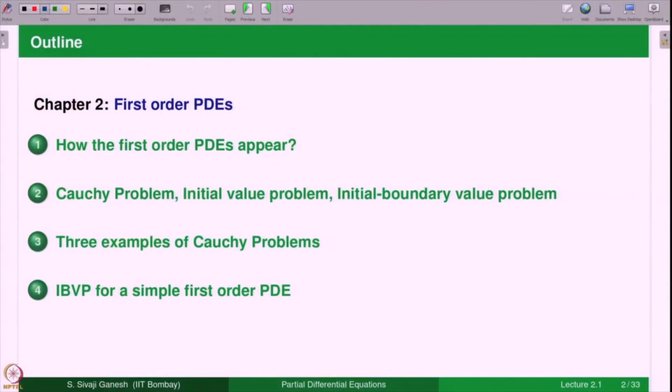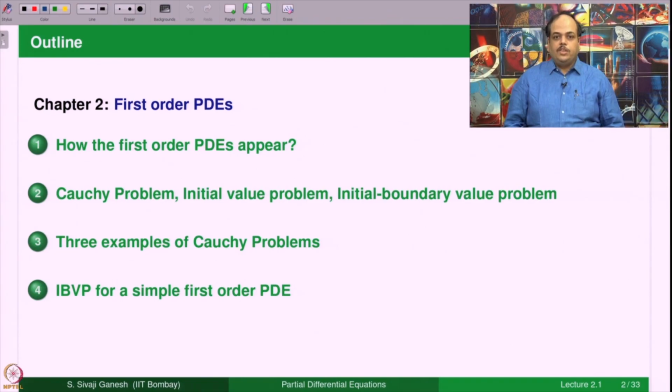Now in today's lecture what we are going to discuss is how the first order PDEs appear, how they arise, and the Cauchy problem, initial value problem and initial boundary value problems, what are they, we will discuss briefly. So the outline for today's lecture is the first point is how the first order PDEs appear. We will see two situations, one of them is going to be a physical situation and the other one is within mathematics, a mathematical situation.